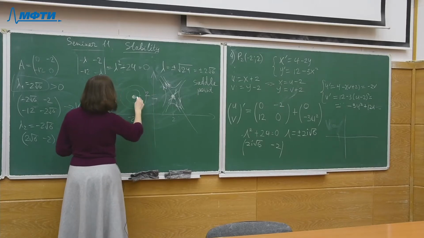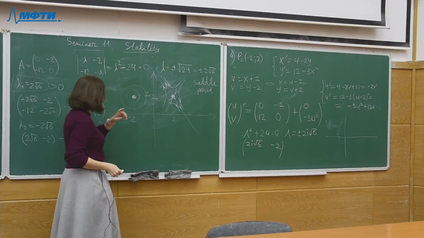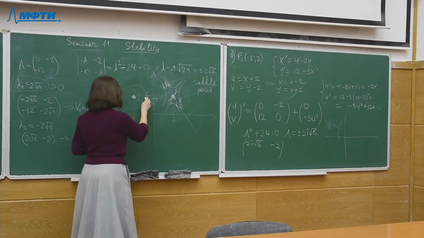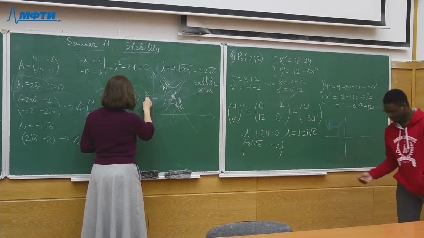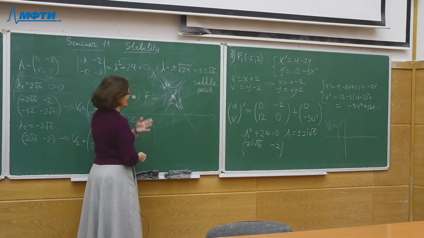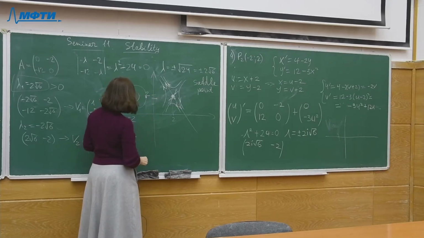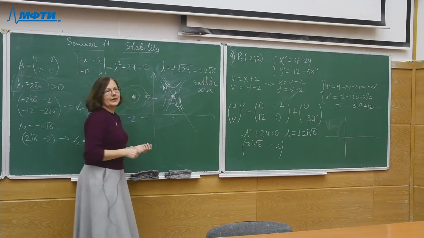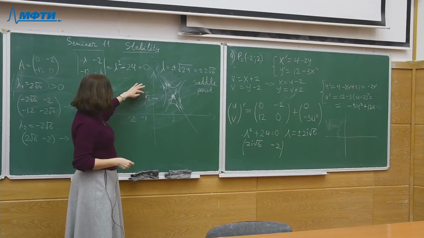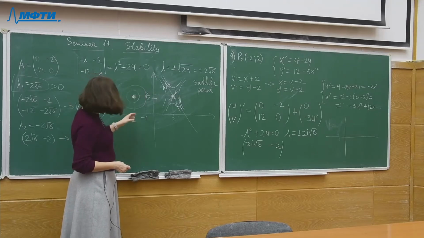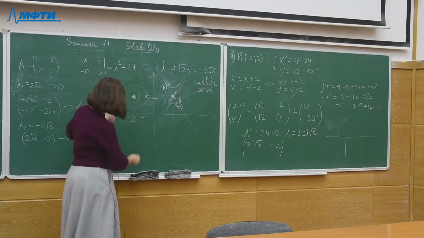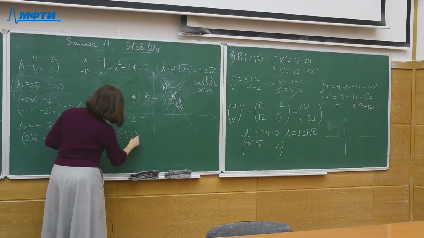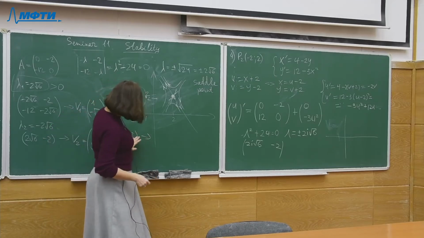If we want to determine the direction of rotation, we need to take some point. Let's consider a point, maybe -1, 2, and see the direction of the tangent vector, right? At the point -1, 2, we must substitute this point.